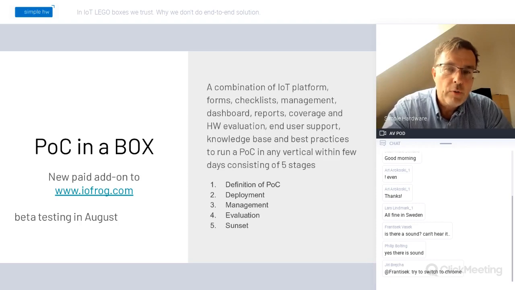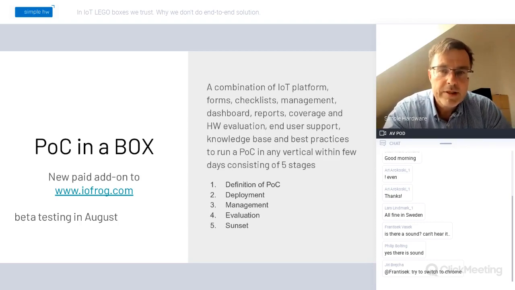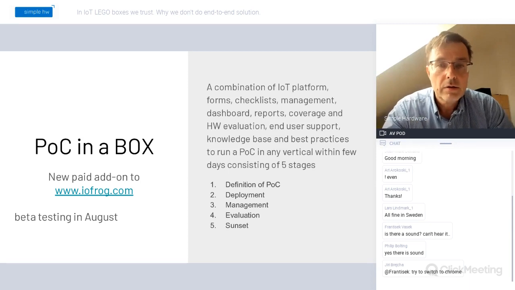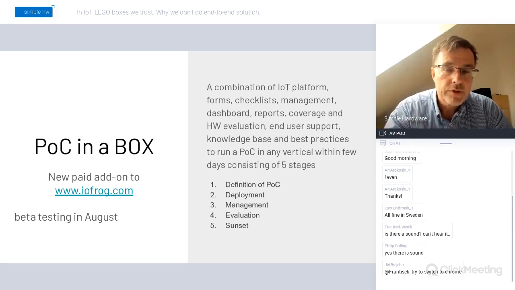Then you'll have an evaluation module, basically comparing the KPIs, the key performance indicators, from the definition to the real field values. And the last module, which we forget all the time, is the sunset, basically closing the POC, so erasing emails, collecting devices, closing the POC, because that's not done quite often.